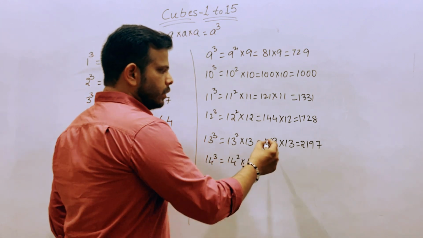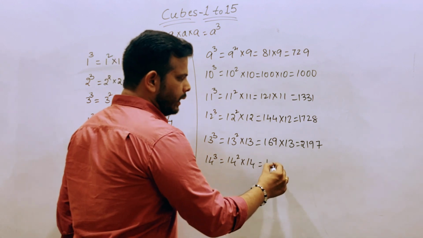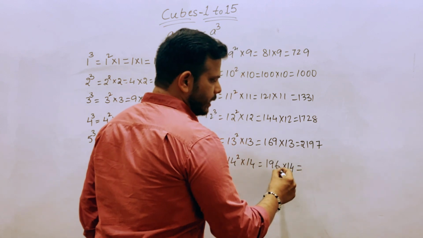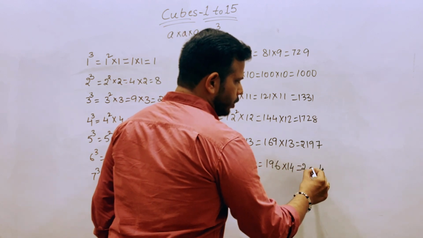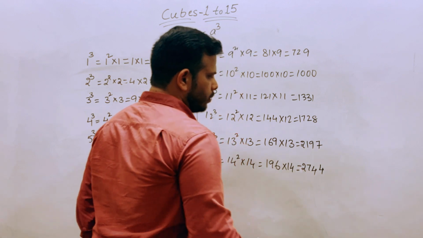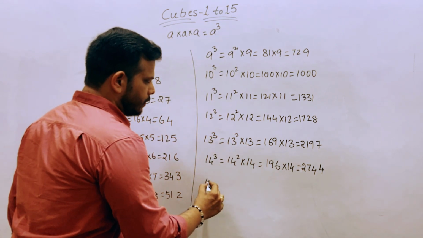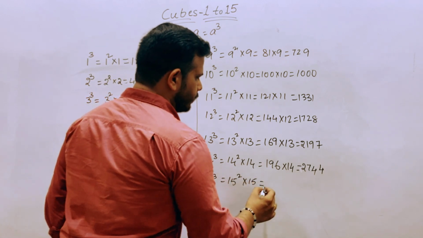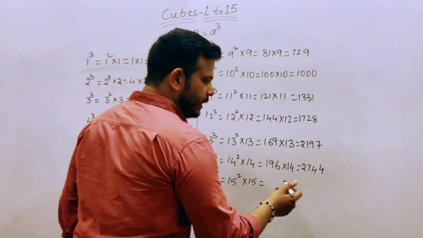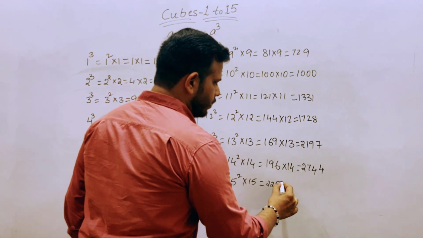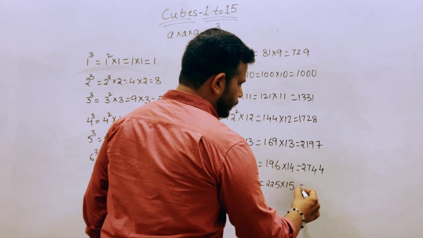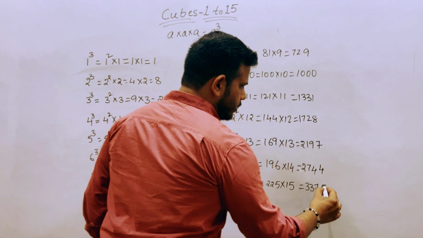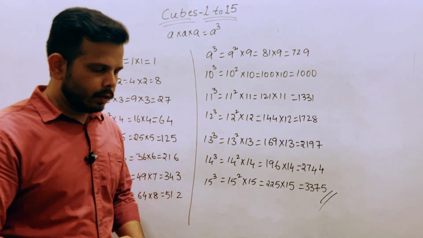Next, 14 cube, 14 square into 14. We remember squares. After 169, we get 196 into 14. Again, same, units place will be 4. Remember, 2744. Next, 15 cube, 15 square into 15. How much? 15 square. After 196 we get 225 into 15. Same, units place 5. 3375.